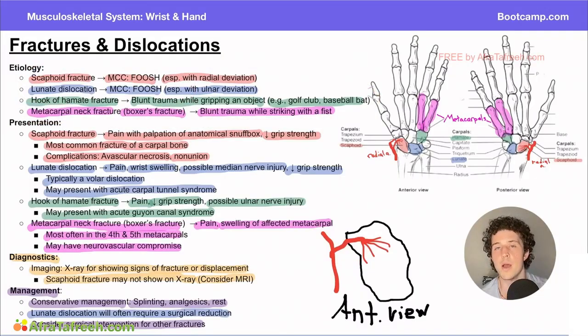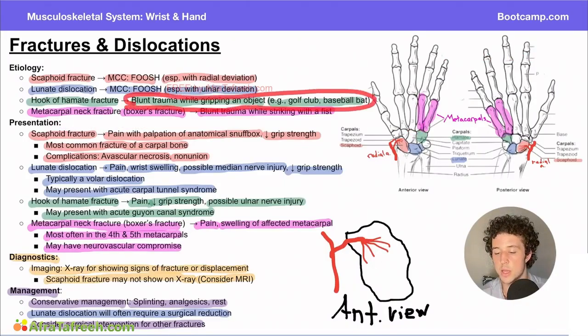Something to point out, boxer's fracture is different than boxer's knuckle. Boxer's knuckle is an injury of the sagittal band that runs across the middle finger. Additionally, blunt trauma while gripping an object is pretty classical for a hook of hamate fracture. Now we're going to distinguish these in the presentation by the location of the pain as well as the deficits involved.